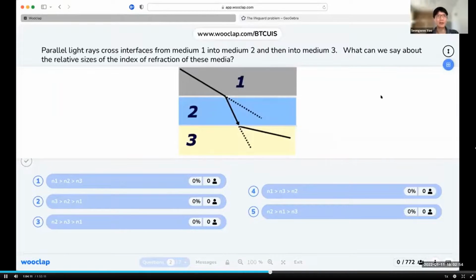So now parallel light rays cross interfaces from medium 1 into 2, then into 3. Now, what can we say about the relative size of the index of refraction of these media?